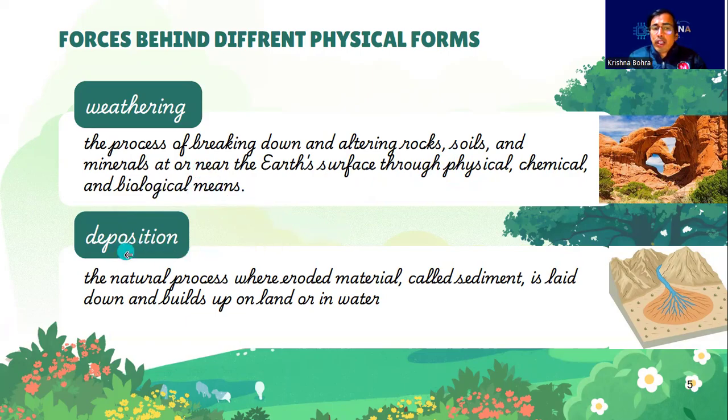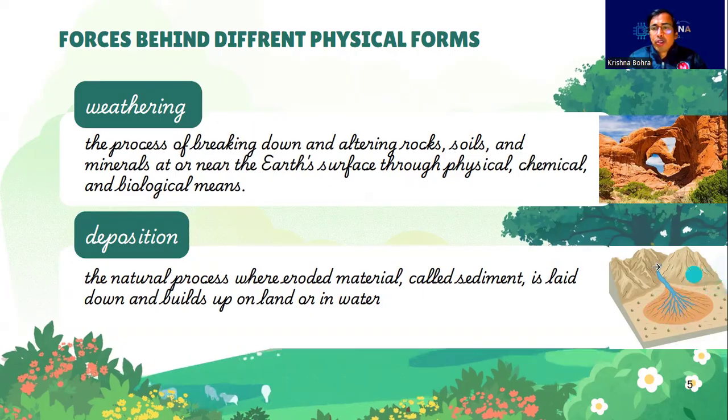What is deposition? Deposition is a natural process where eroded materials like coal and sediment are laid down and build up a new kind of landform. So when a river enters from a steep gradient, meaning high elevation, to the lower course, it carries different types of pebbles, sandstones and boulders with it, and deposits them at a particular place. A new kind of physical feature is formed over there. So this is called deposition.